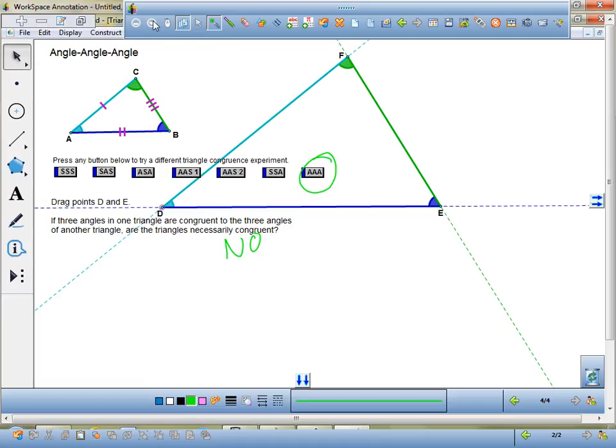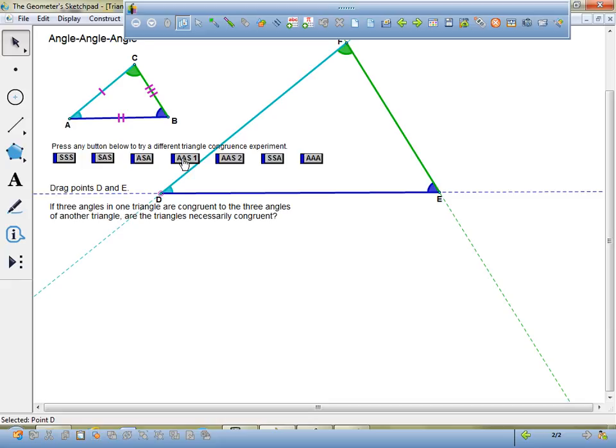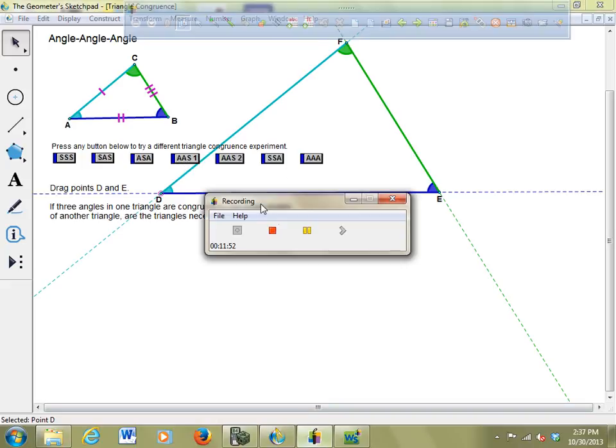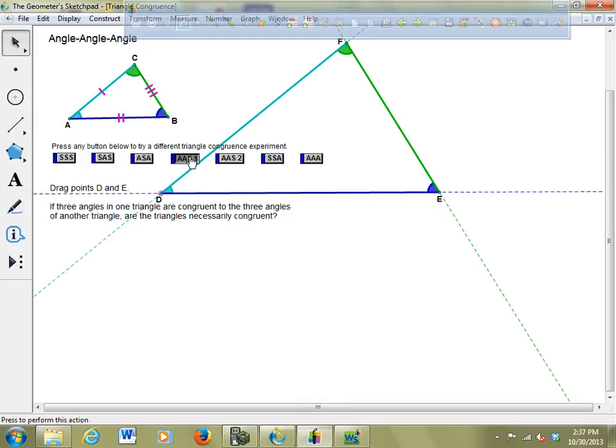Now we're going to look at what Arnold Schwarzenegger says. He says, we're going to look at AAS now. Except he doesn't say that. He says, get out of my way. What did he say? Did you hear that? Yeah, let's look at AAS 1.